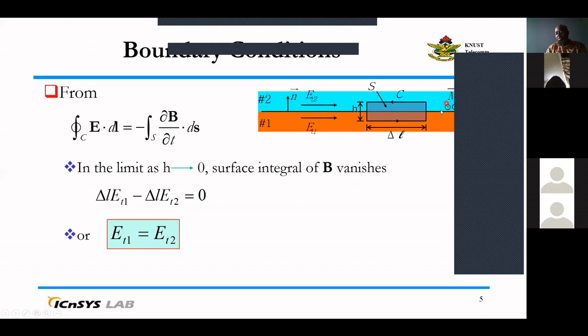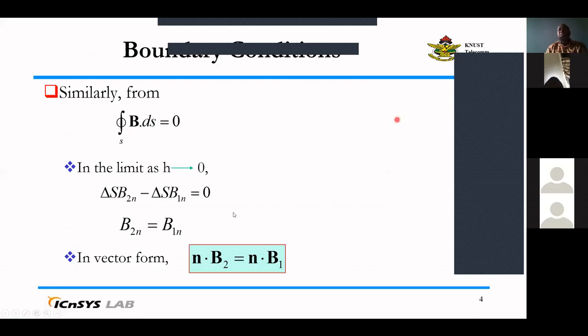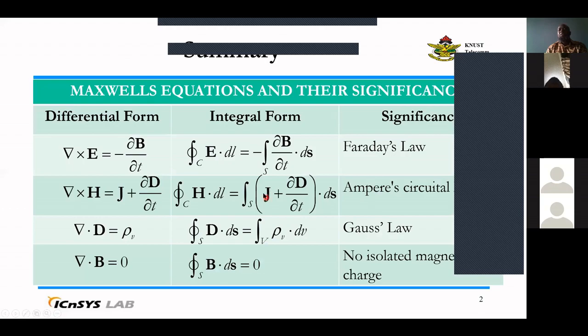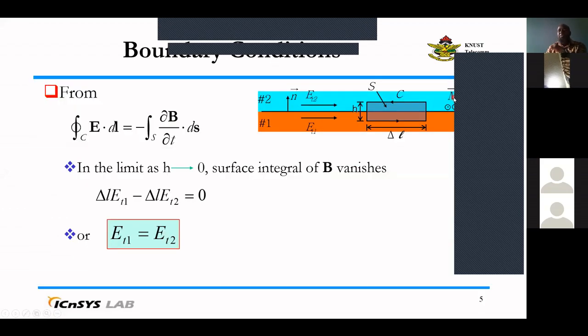This M is a fictitious magnetic charge density, which is similar to the electric current density here, J. This is just so that this equation is written in a similar way to this equation. We discussed this in the previous lecture. So we can ignore the magnetic current density M. Now this rectangle has a height h and the length delta L.